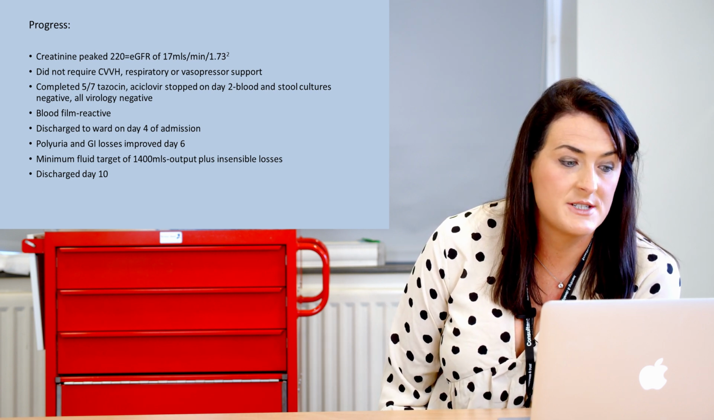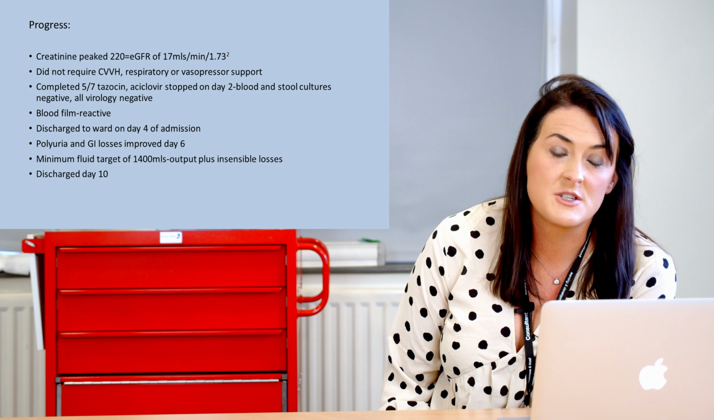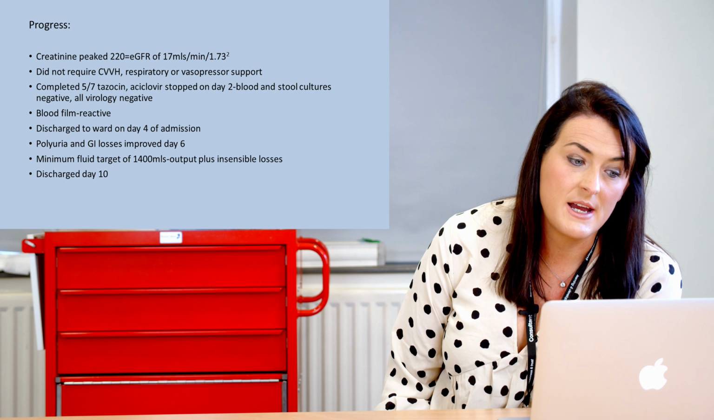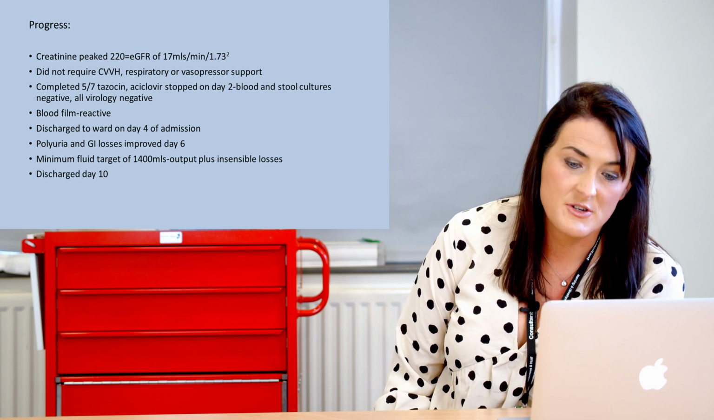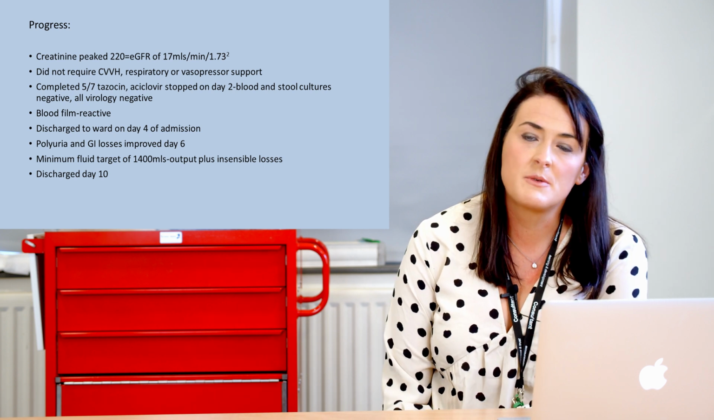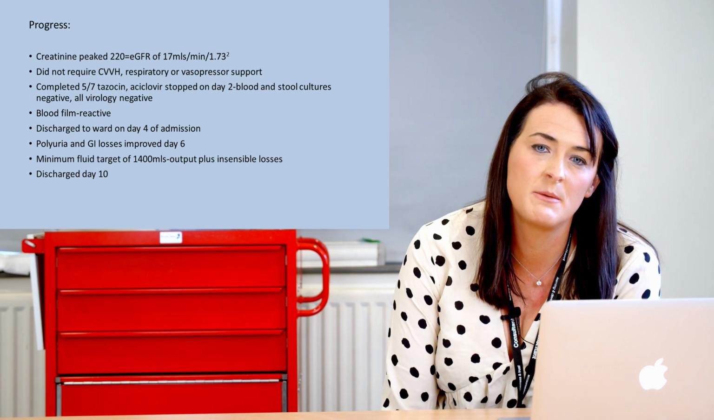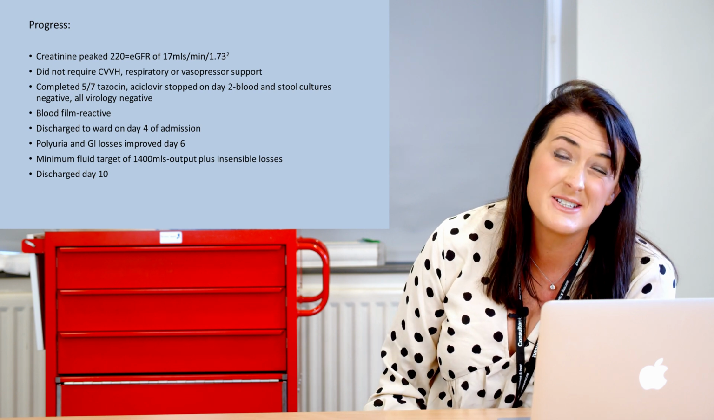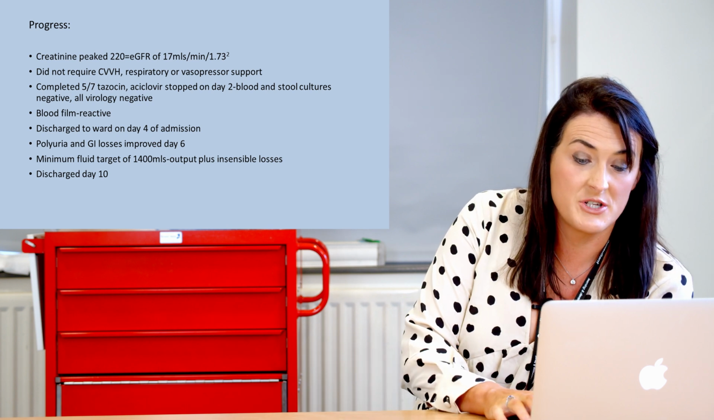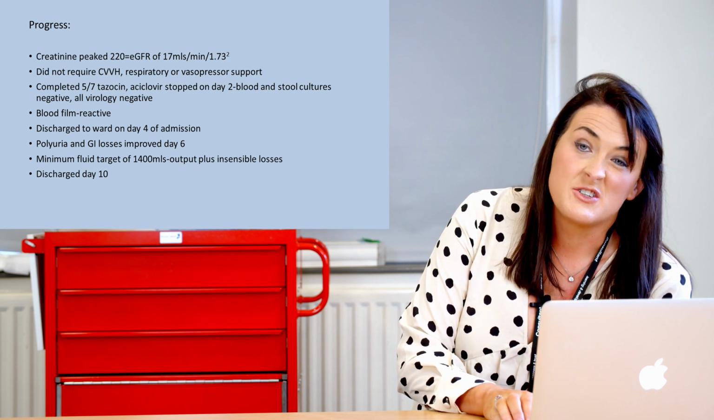She was discharged from PICU on day 4. She did have a phase of polyuria, which was ongoing, and GI losses, but they settled by day 6. She now has a minimum fluid target of 1,400 mils a day. That is a strict care plan for her and very strict parameters for parents about when they must seek medical attention. She was discharged on day 10. Subsequently, unfortunately, her CKD has become worse due to this hit, and she's now sitting at CKD stage 3B and 4, really just highlighting again how important it is to manage these children well. And unfortunately, she is on a number of supplements now, including EPO, because of her CKD, and she's got progressive bone disease.